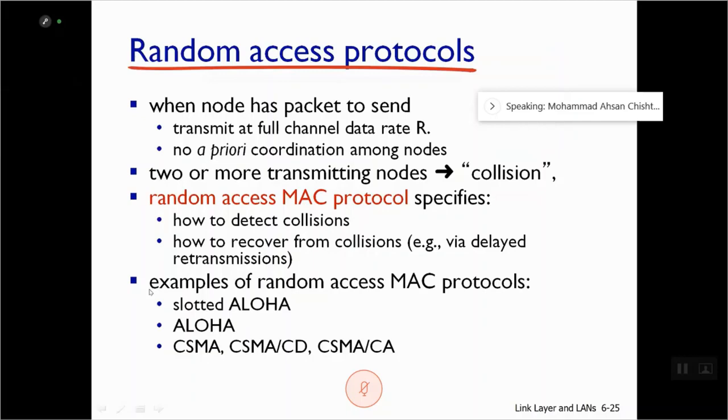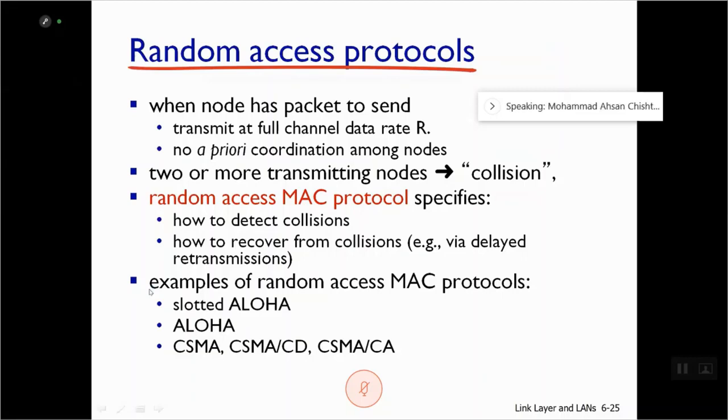Okay. And then what happens when two or more send at the same time? Collisions occur. But if a collision occurs, what do they do? They try to resend it. And they will keep on trying to send until they ensure that the packet has been received without collision.